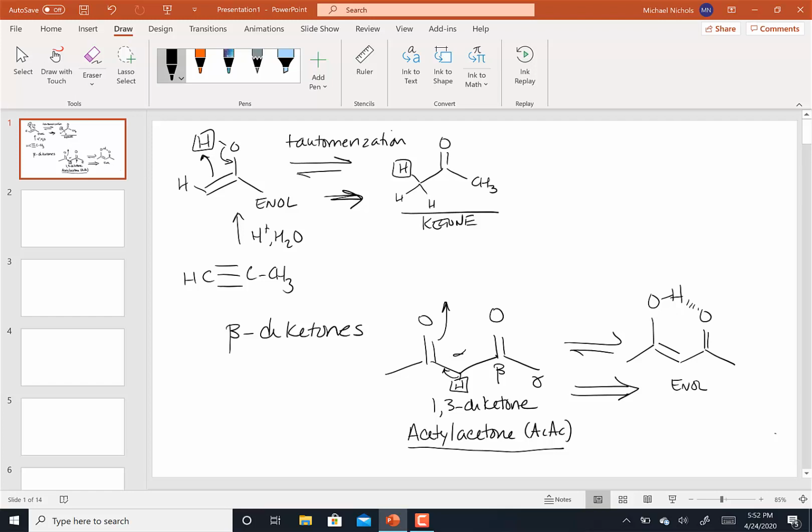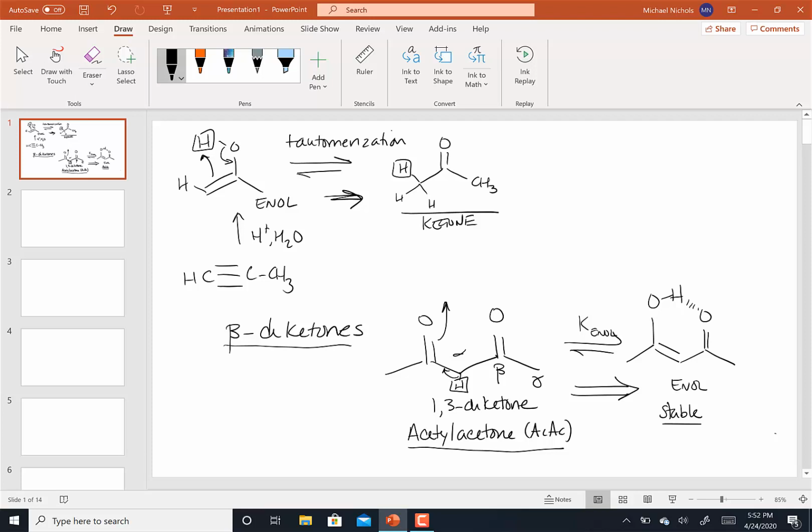And in PChem lab, you'll determine this equilibrium constant, which is called K enol. You'll determine it as a function of temperature to get more ideas about the thermodynamics of this process. So beta diketones are one of the few molecules where you can actually have the enol be far more stable than the ketone itself.